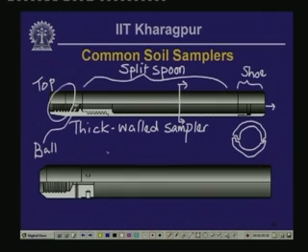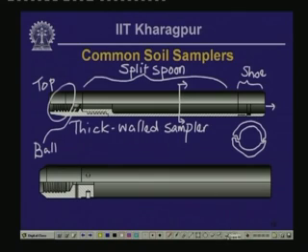So that is basically the construction of a thick wall split spoon sampler. Once this sampler is taken out of the ground, it comes out with the soil sample inside. Then the shoe and the top adapter are unscrewed, and the two halves of the split spoon can be disassembled. This disassembled configuration was shown in the picture shown before. Okay, so that is the construction of a thick walled split spoon sampler.